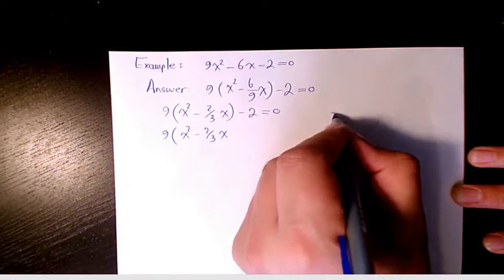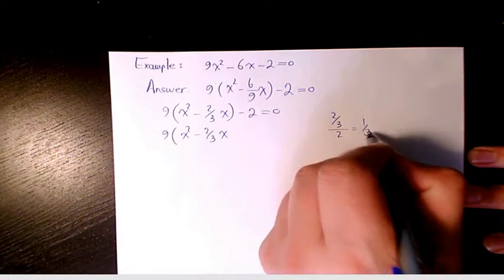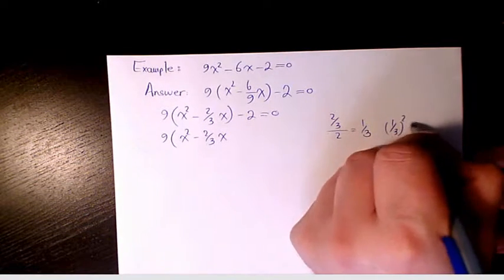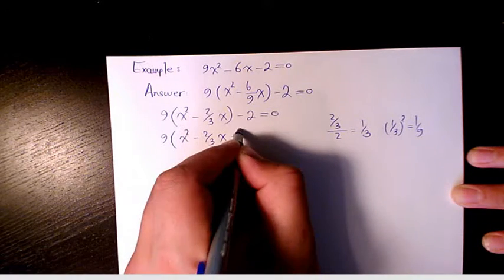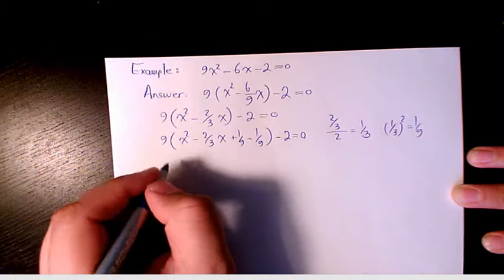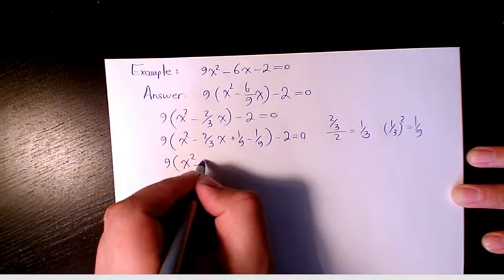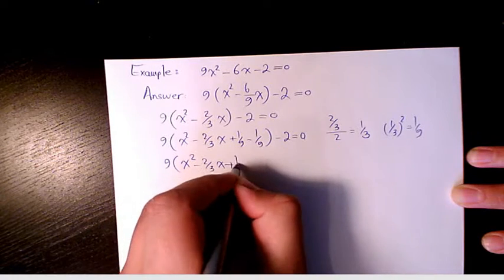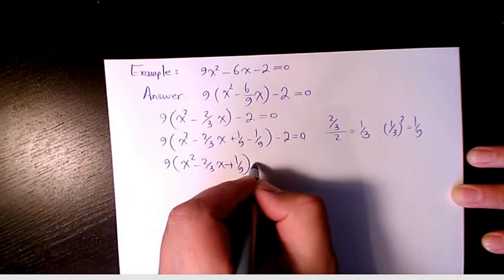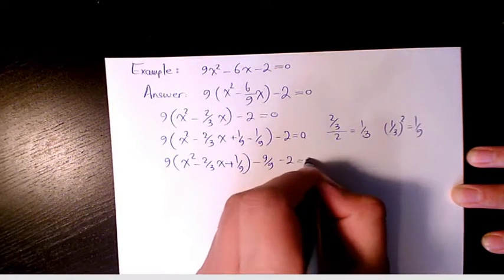Then you have x squared minus 2 over 3 x. Take 2 over 3 divided by 2, which is going to be 1 over 3. 1 over 3 to the power of 2 is going to be 1 over 9. So it's going to be plus 1 over 9 minus 1 over 9 minus 2 equals 0. So I have 9 times x squared minus 2 over 3 x plus 1 over 9, and you move this one out, it's going to be minus 9 over 9 minus 2 equals 0.